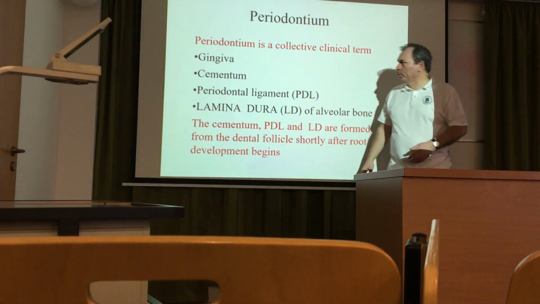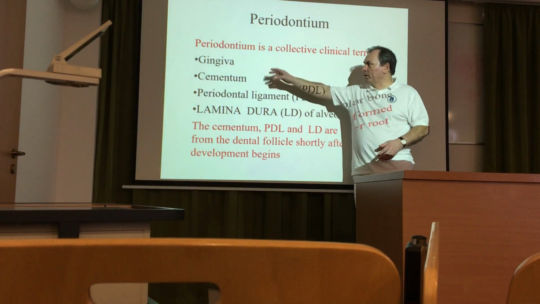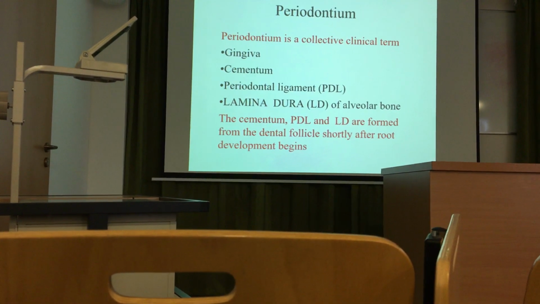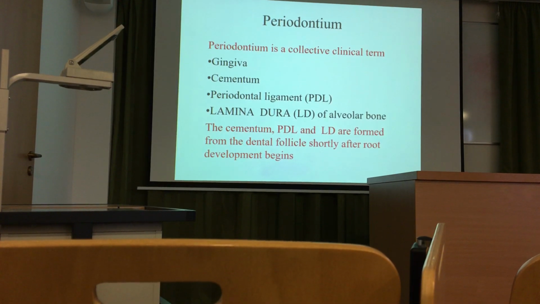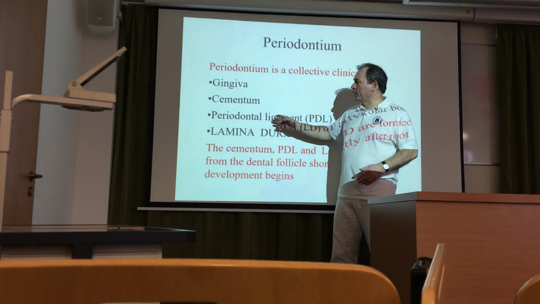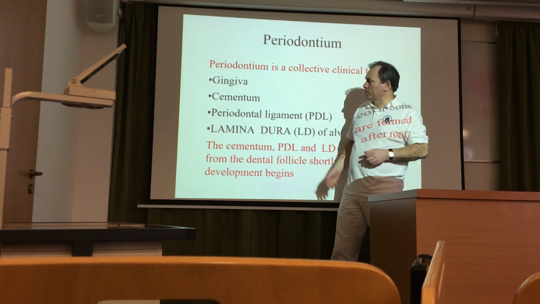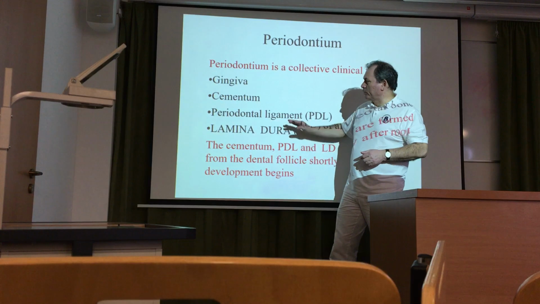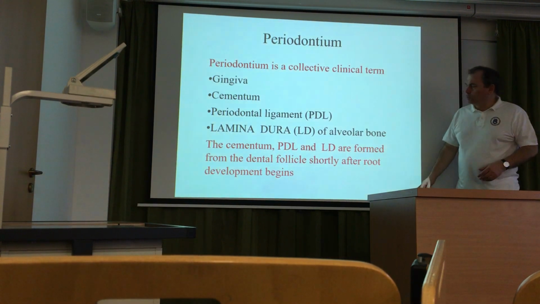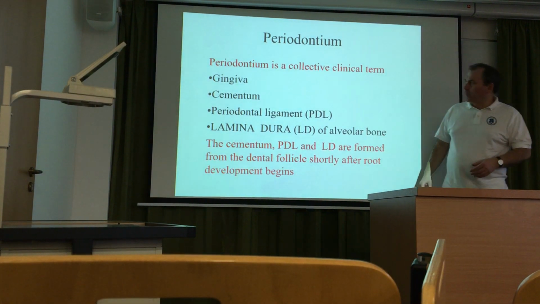You should know the developmental connection here. The gingiva is different because it develops ectodermally, from the oral mucosa, while the others are mesodermal in origin, from the follicle. Different parts of the follicle form different tissues: the cementum is from the inner part, where cementoblasts differentiate and produce the cementum layer. The middle part forms the periodontal ligament, from the fibroblasts, and the lamina dura is a bony tissue, so osteoblasts will form this area.